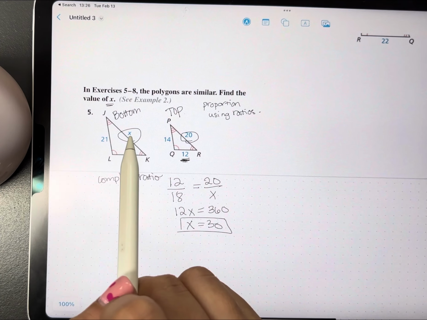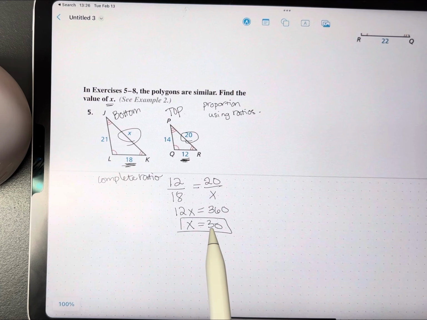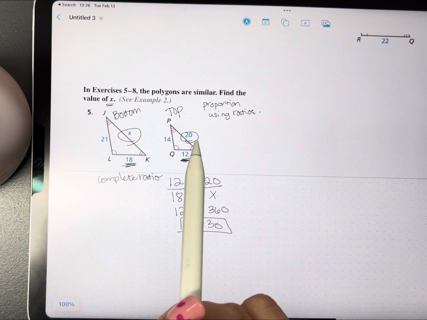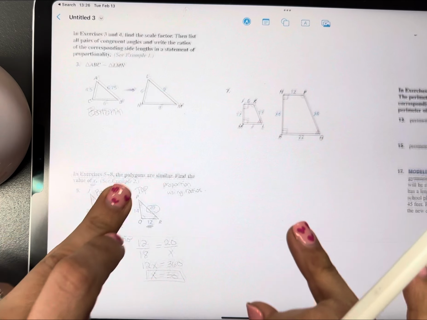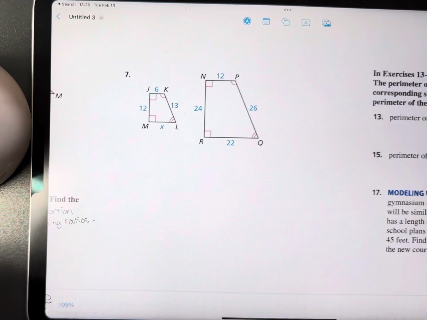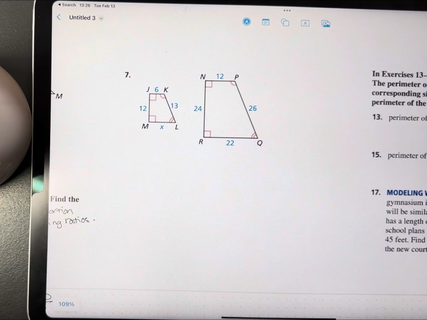And I just check quickly, make sure, does that make sense? Yeah, it makes sense. These guys are bigger by about this much, 20, I would expect 30. Works for me. Okay, here we are, number 7.